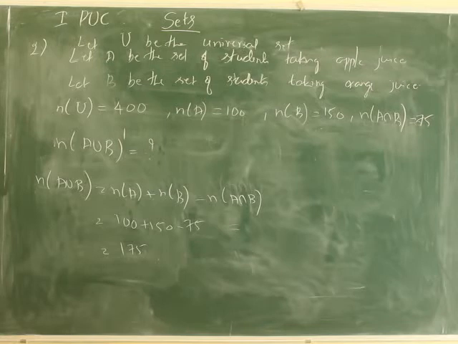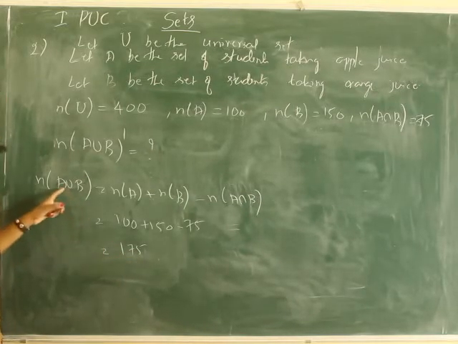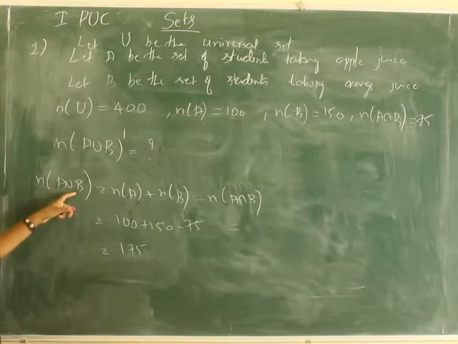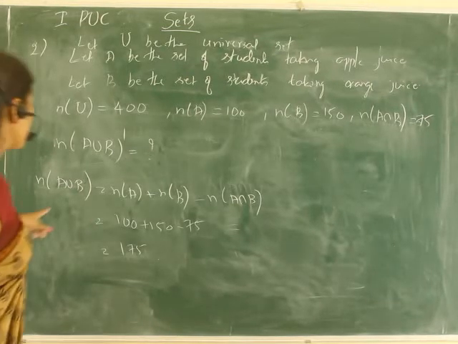Now we have to calculate how many are not taking that. These are the students taking either apple juice or orange juice. Now we have to calculate how many students are not taking apple juice and orange juice. So how can we calculate? These are in the union.